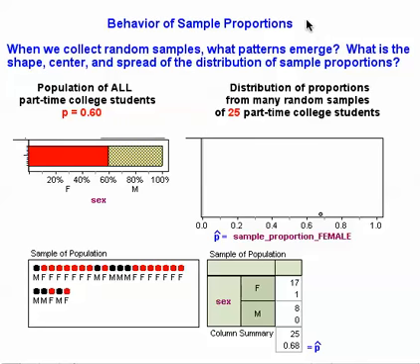behavior of sample proportions by investigating these two questions. When we collect random samples, what patterns emerge? More specifically, what is the shape, center, and spread of the distribution of sample proportions?